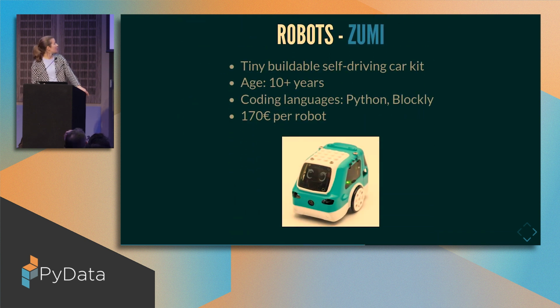And then there is Zoomy, which is a tiny buildable self-driving car kit, which is for older kids. We have used this at the company I work at, Innovex, for quite a few kids events, and it's always a lot of fun, not only for the kids, but also for the adults. You can program it using Python or Blockly, and they are quite expensive, but also very powerful. For example, you can teach machine learning concepts as well by training how to drive based on your own data set. So they really offer a lot of opportunities to learn.